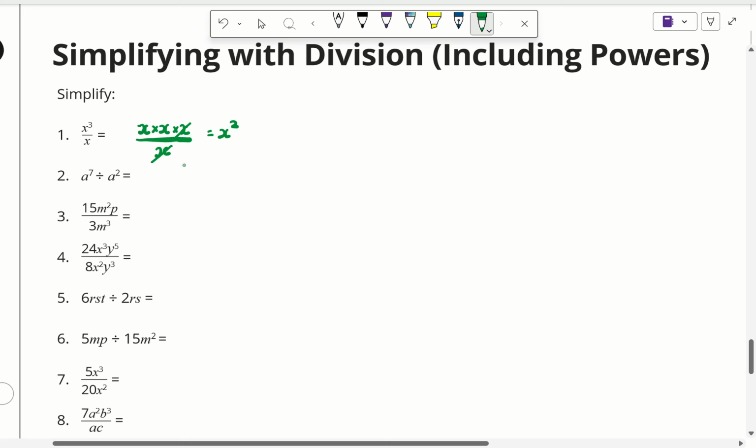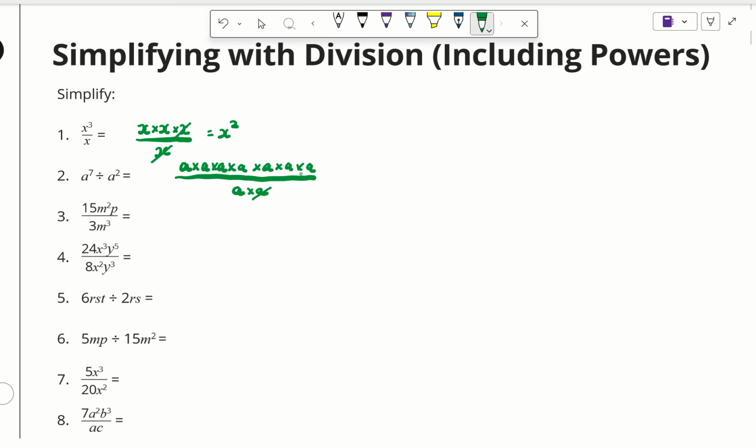a to the power of 7 is a times a times a times a times a times a times a, and dividing by a squared is a times a. Now, if we cancel out one of these a's, we can do that because we're multiplying all the terms. Cancel out another a. How many a's do I have left? 1, 2, 3, 4, 5.